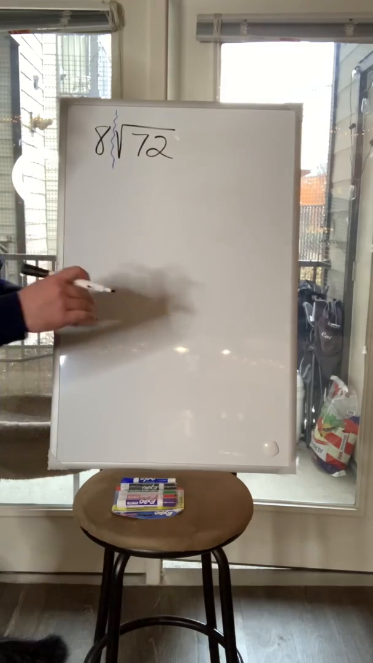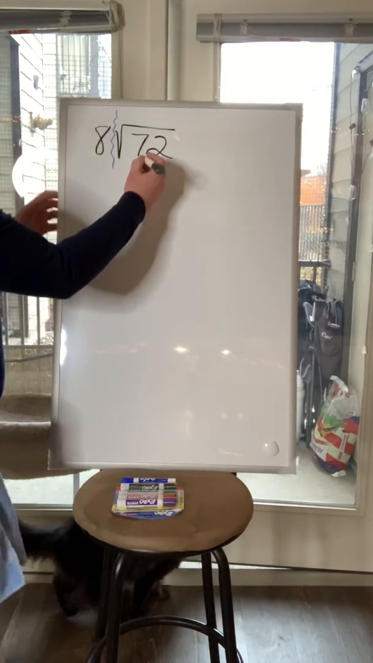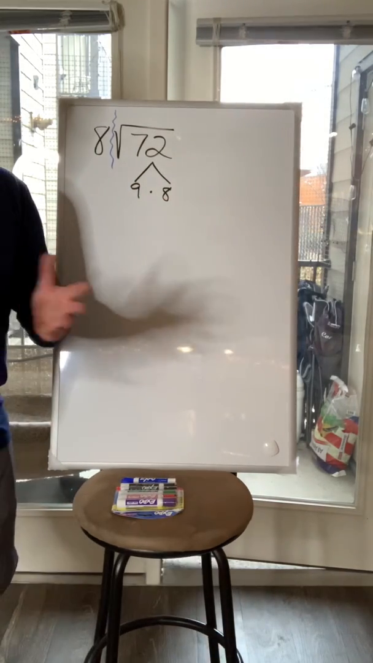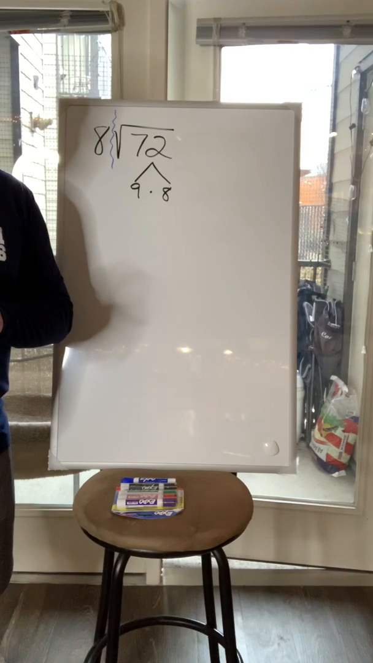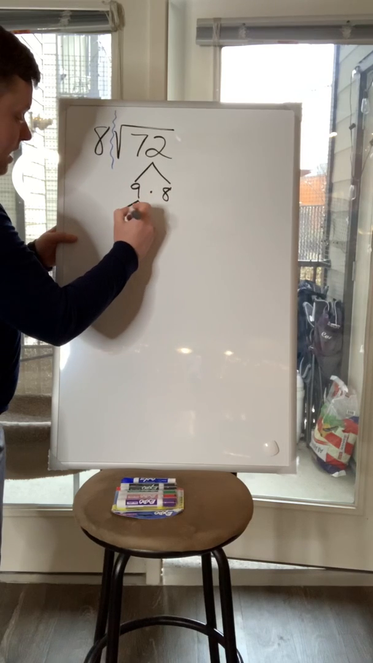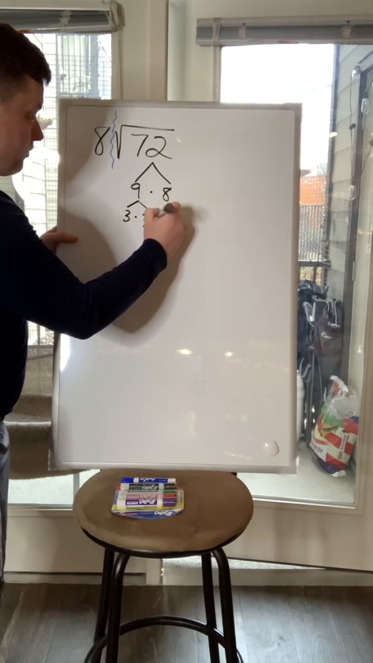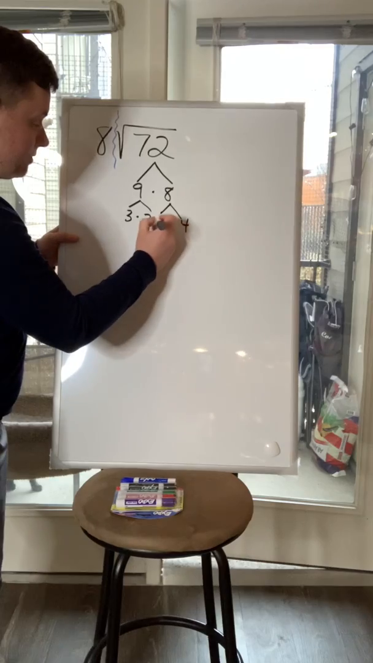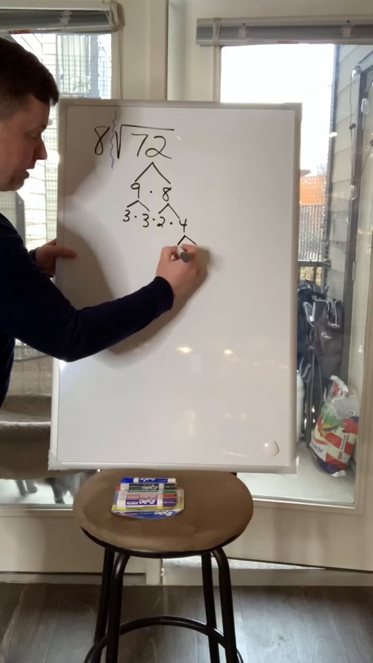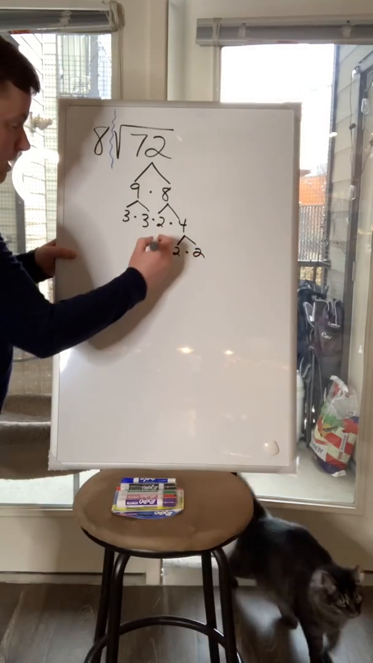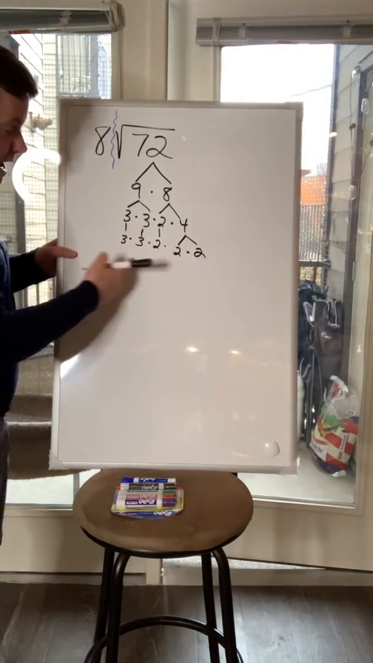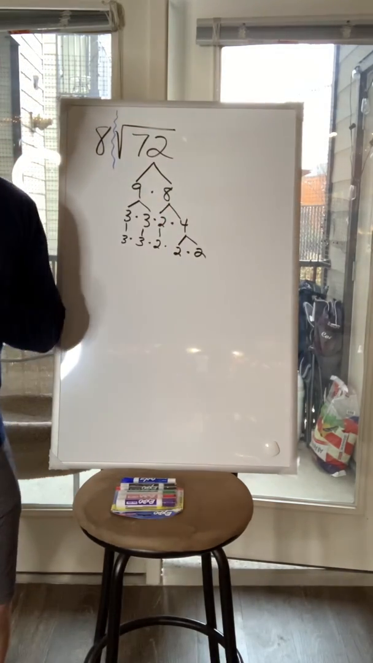So you take the 72 and you break it down however you want. I'm going to start with 9 times 8 because that's a common multiple of 72. So 9 times 8, and I keep going. 9 breaks down into 3 times 3. 8 breaks down into 2 times 4. And then I can keep going with the 4: 2 times 2. This 2 doesn't break down anymore, and these 3s don't break down anymore. So now we're at the end, where those numbers can't break down any further.